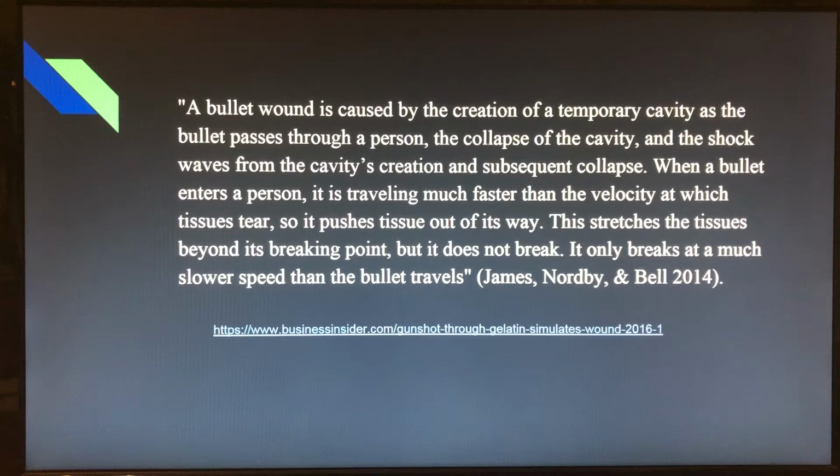When a bullet enters a person, it is traveling much faster than the velocity at which tissues tear. So instead, it pushes the tissue out of its way. This stretches the tissue beyond its breaking point, but does not cause the tissue to break. The tissue only breaks at a much slower speed than the bullet travels.